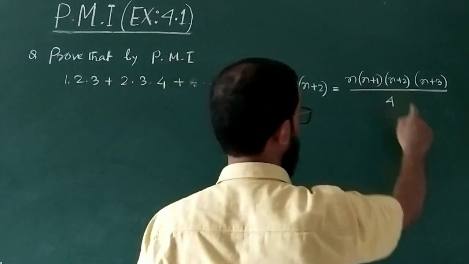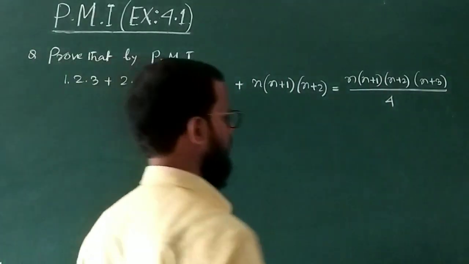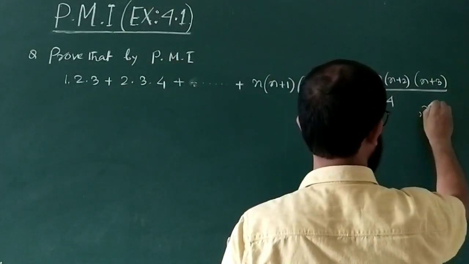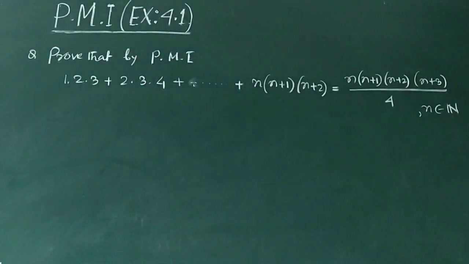The result will be n into n plus 1 into n plus 2 into n plus 3 divided by 4. What is n? n is a natural number. Okay, n is a natural number. Alright, we will solve that problem.